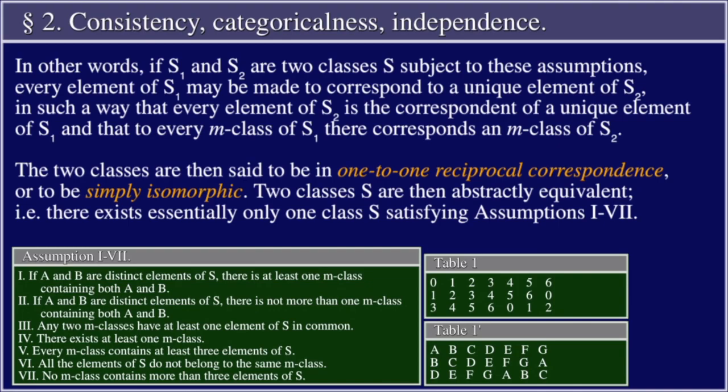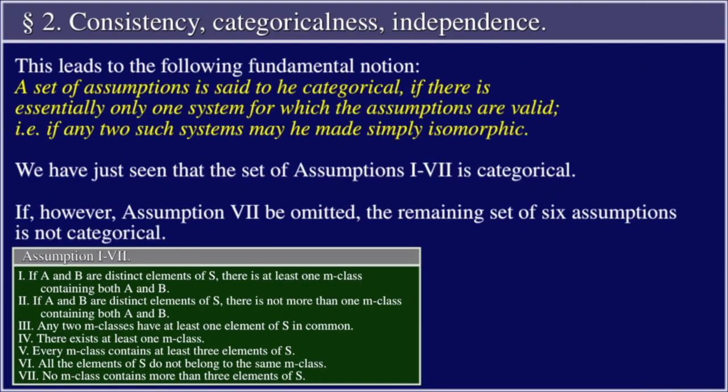The 2 classes are then said to be in 1-to-1 reciprocal correspondence, or to be simply isomorphic. Two classes S are then abstractly equivalent, i.e., there exists essentially only one class S satisfying assumptions 1 through 7. And this leads to the following fundamental notion. A set of assumptions is said to be categorical if there is essentially only one system for which the assumptions are valid, i.e., if any two such systems may be made simply isomorphic. We have just seen that the set of assumptions 1 through 7 is categorical.